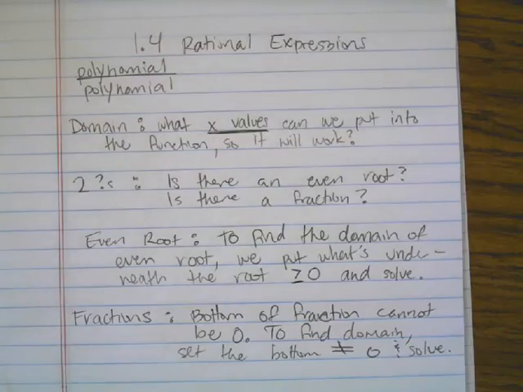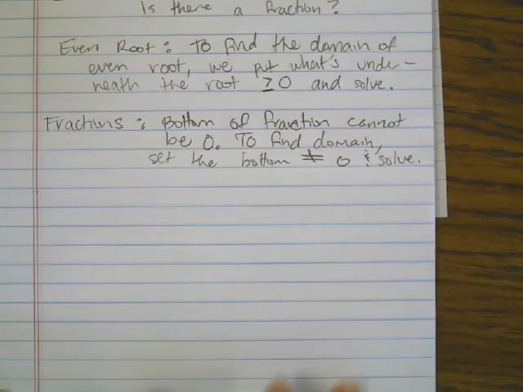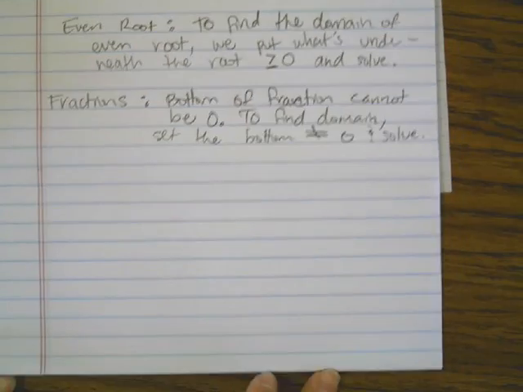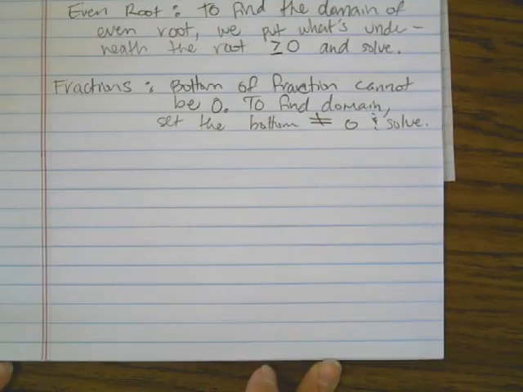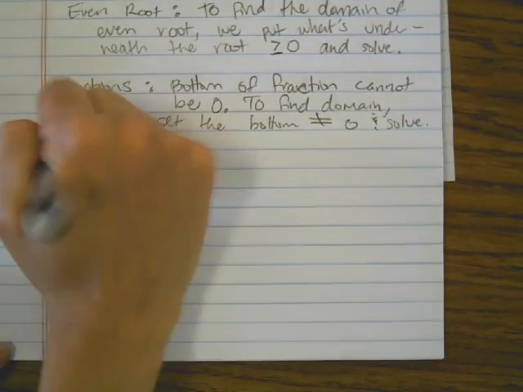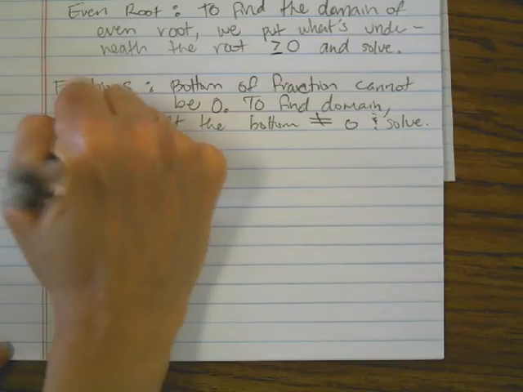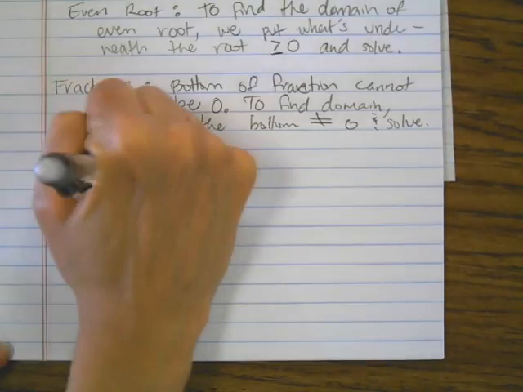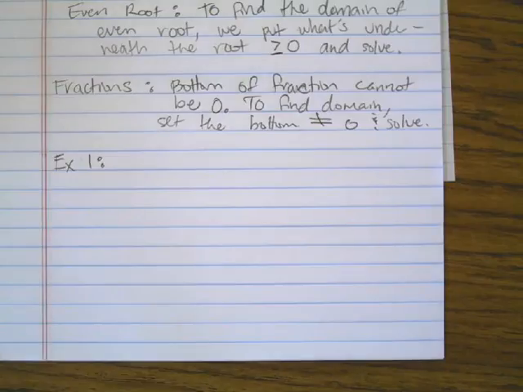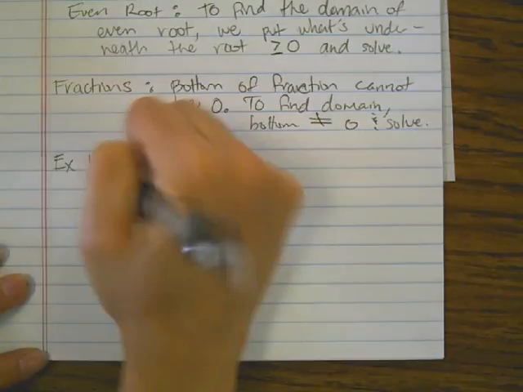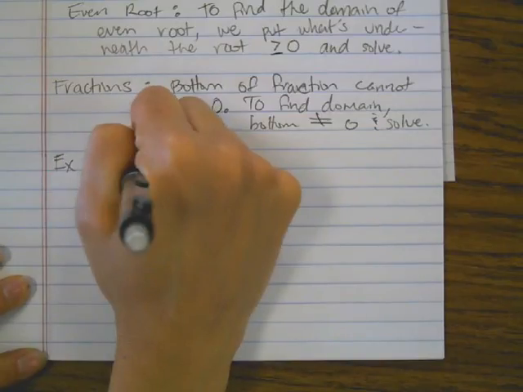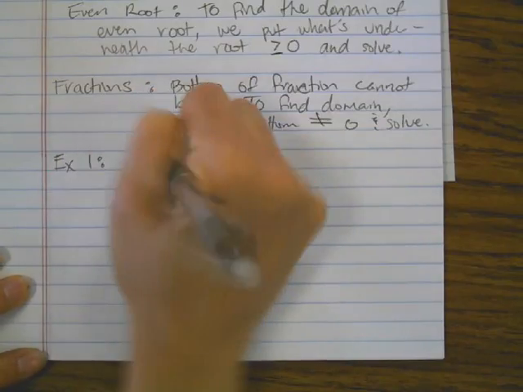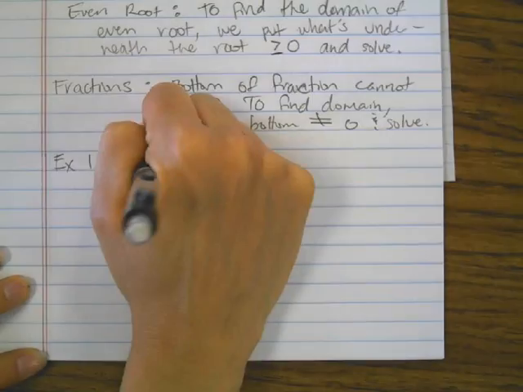So, a couple of examples for domain. Let's say I have the square root of 3x minus 1. So I have to ask myself two questions. Is it an even root? Yes or no? That's a square root. That is an even root. Is it a fraction? No, not a fraction. But I do have to deal with the even root.